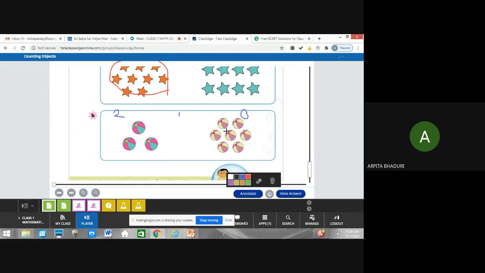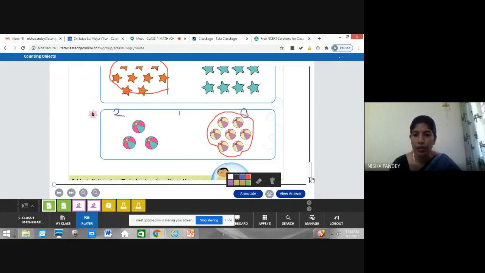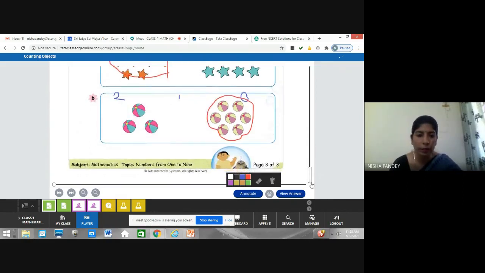So how many balls are here? Seven. This means 7 are here. So this will be the bigger one, right? And we are going to circle this. Very good. So we have given all the answers correctly. Let's see what we have in this. One more worksheet.